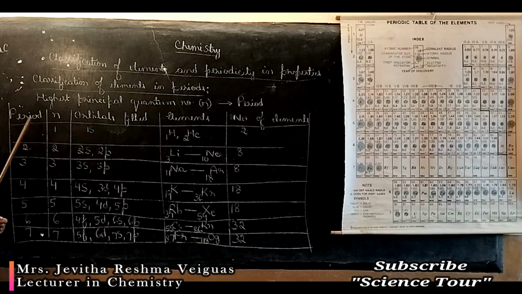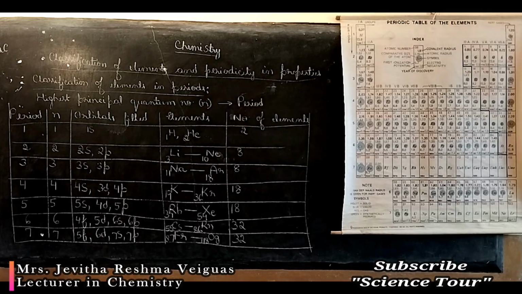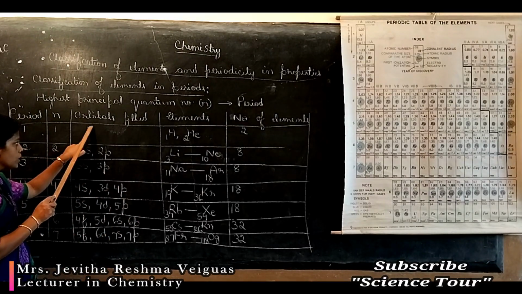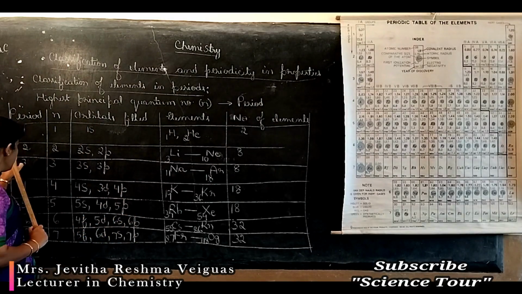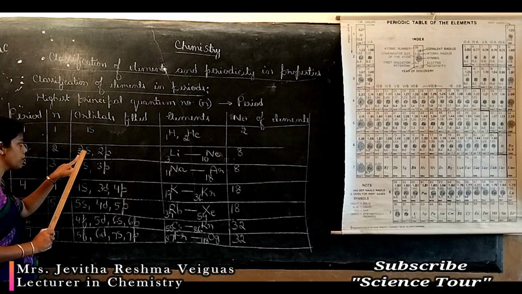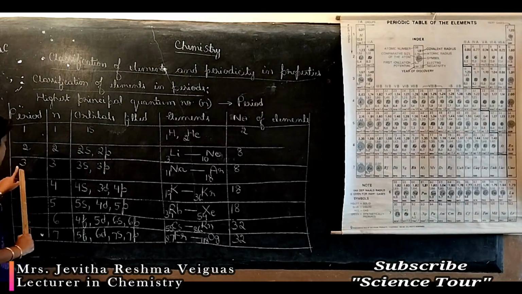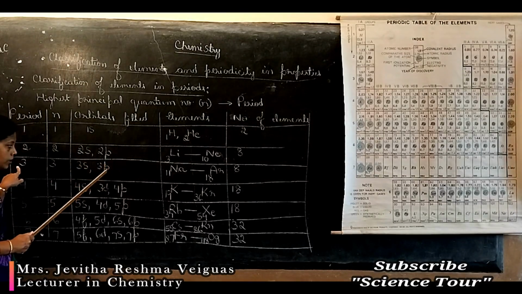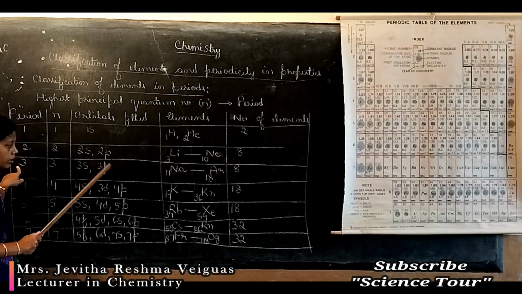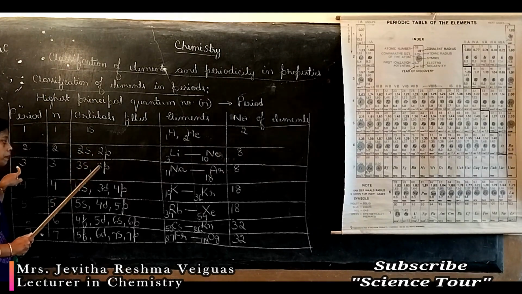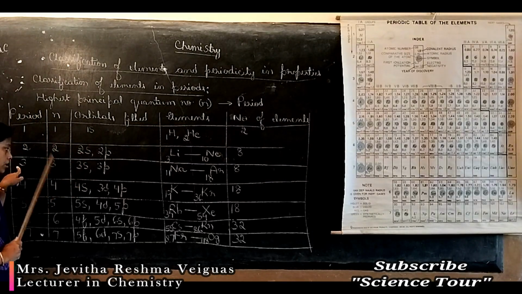I told you the period is indicated by highest principal quantum number. How will you detect or identify highest principal quantum number? Look at the orbitals. It's 1s. Here 1 is principal quantum number. In period 2, orbitals possible are 2s and 2p. Highest principal quantum number is 2. In third period, we have 3s and 3p. The digit before orbital is 3, which represents a principal quantum number. Highest value for the principal quantum number is 3. Hence it is period 3.